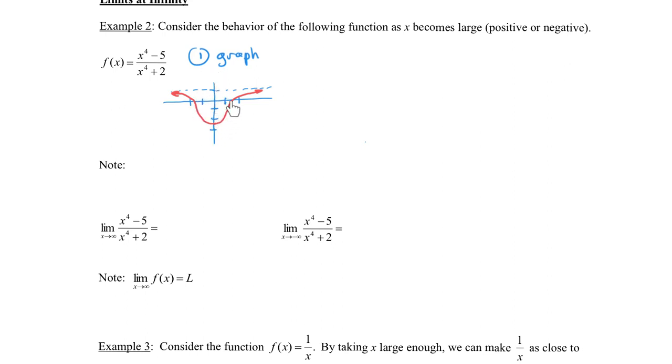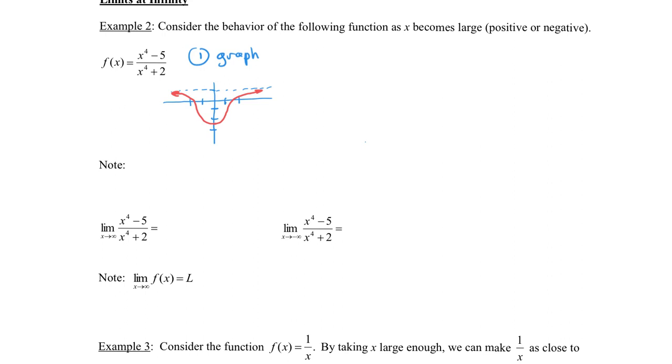Around the origin it dips down, and then as you go out, if you use your trace on the calculator, you can trace out to the right or to the left. And it looks like the graph of this function gets closer and closer and closer to 1. It looks like you can make it go as close to 1 as you want by going way out to the right or way out to the left.